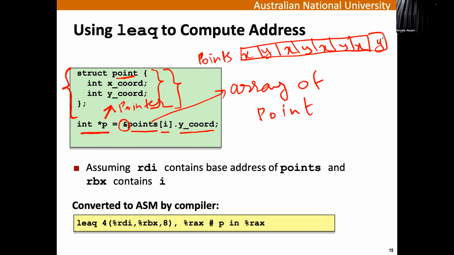Now, I have this array, and it's a silly statement. Don't write programs like that. But this statement says, go inside the points array, go to index I, take the y coordinate, and give me the address.